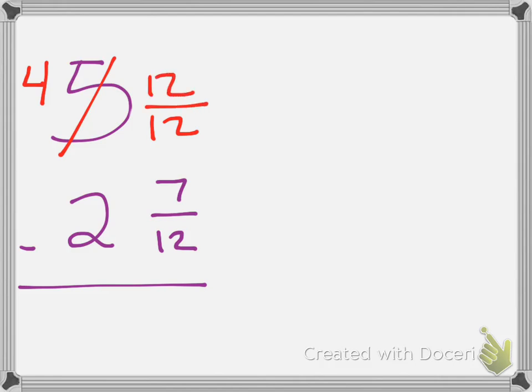Again, you could say, well, 12/12 equals 1 whole plus 4 would give me my 5, and that's where that's coming from. So I'm now going to subtract 12 minus 7. Really, it's 12/12 minus 7/12. That's going to give me 5/12. And then I have 4 minus 2 is 2.